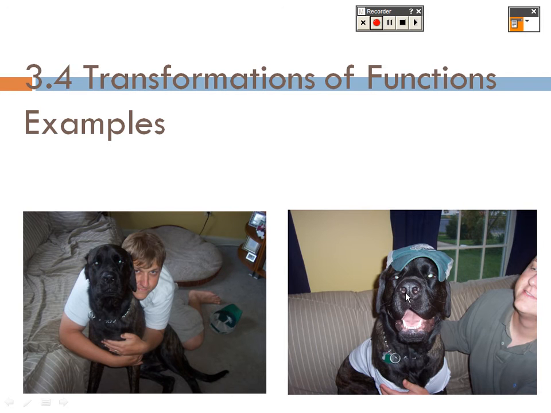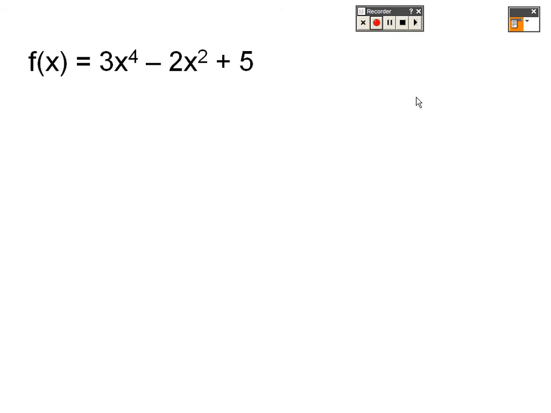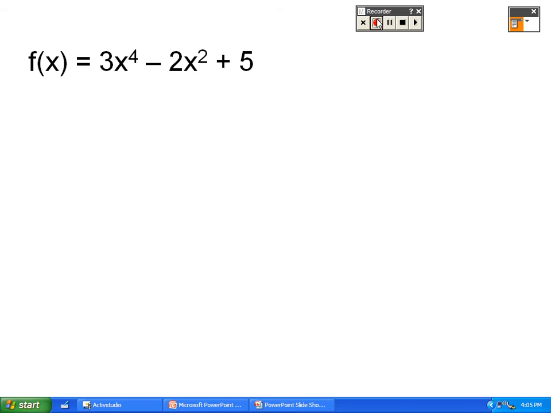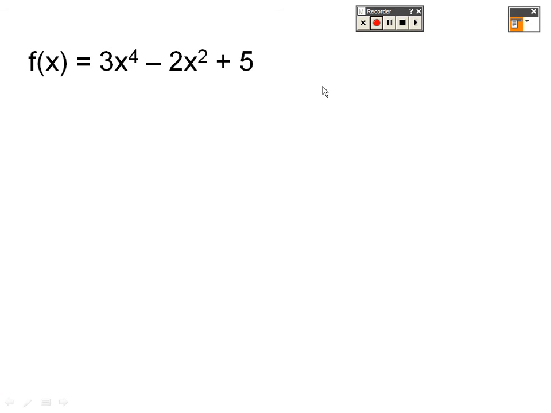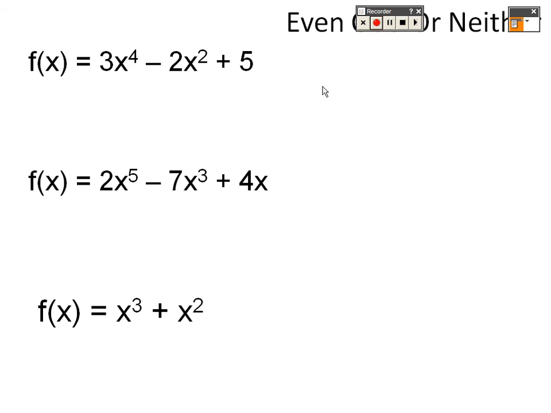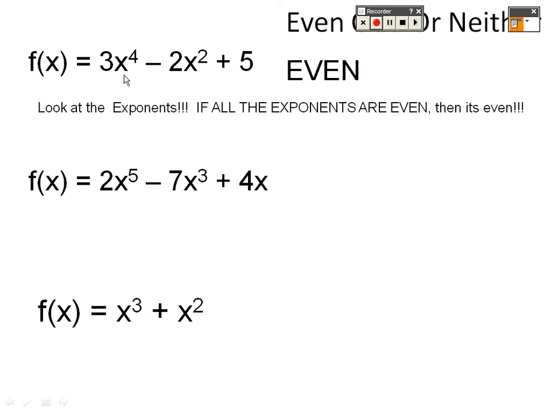So transformation examples in 3.4 for trig is what we're looking at right now. So let's take a little gander here at some examples. So this one and this one and this one here, find out whether even or odd or neither. So plug in a negative x.